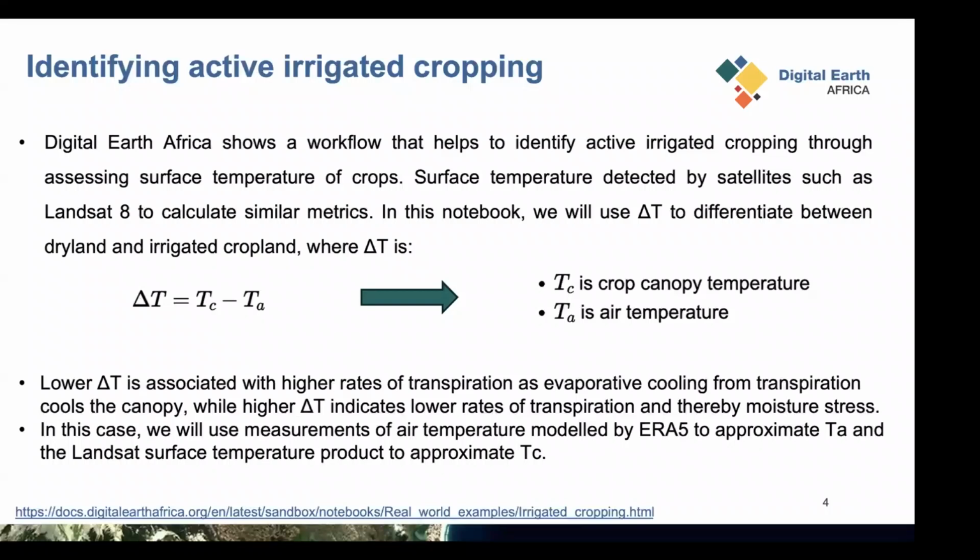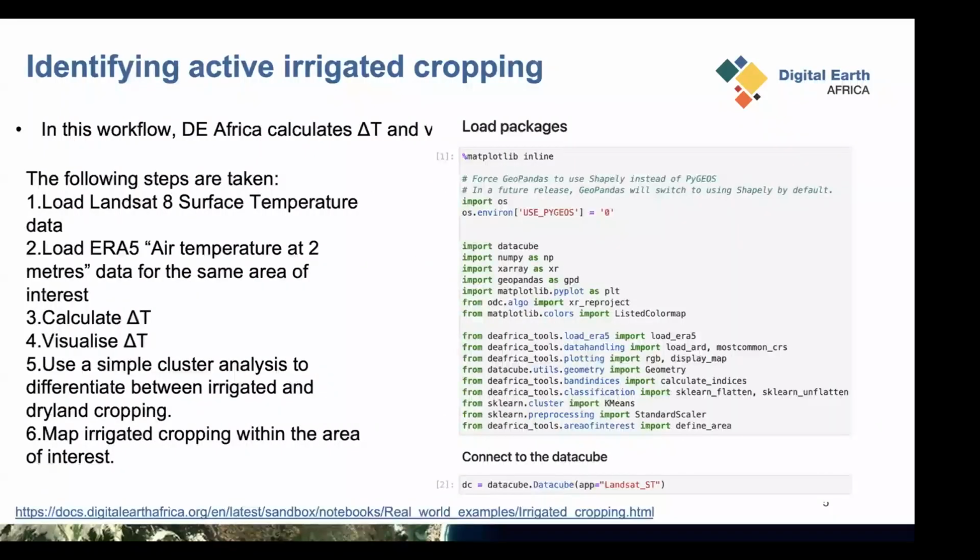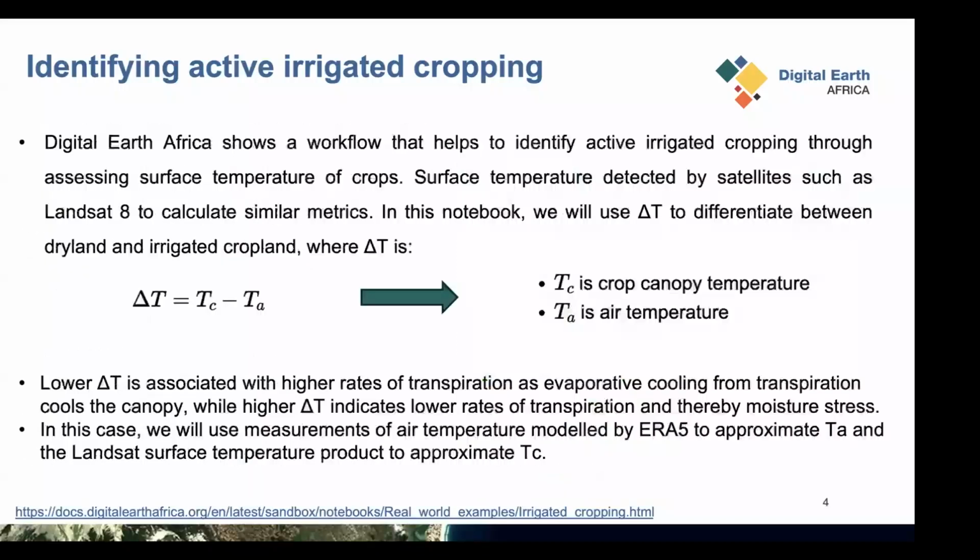So the workflow uses our datasets, which are analysis ready data Landsat 8, coupled with additional data from ERA5, looking at air temperature and how we can model these to show active irrigated areas. The workflow is step by step, where we load the land surface temperature from Landsat 8 and also load the ERA5 temperature data for the same area of interest and calculate the change over time. The indicator that we are looking at is the change in temperature between the crop canopy and the air temperature.